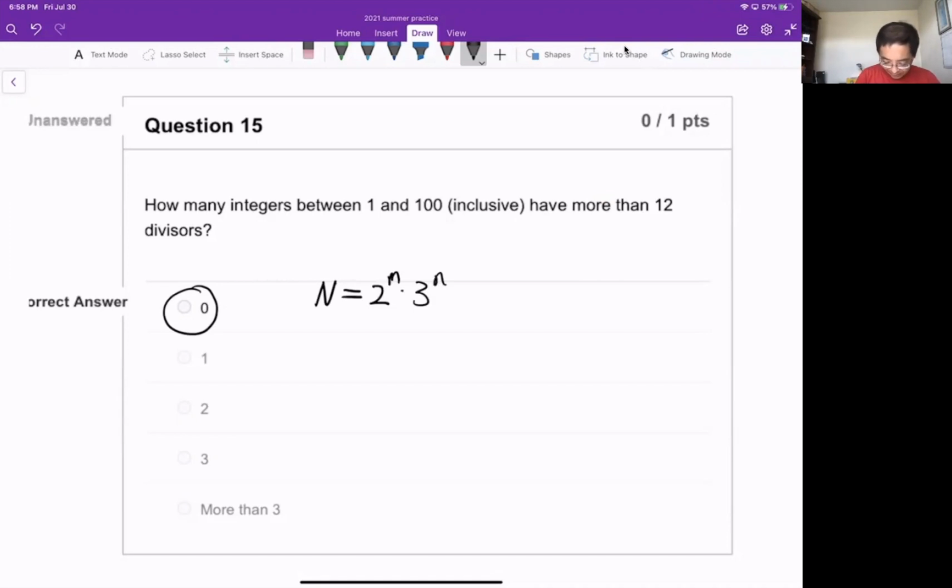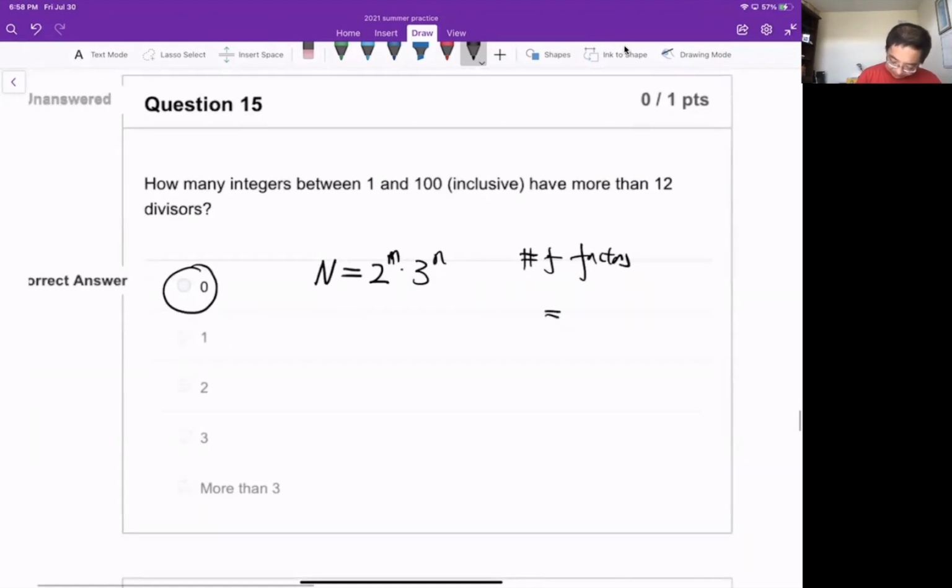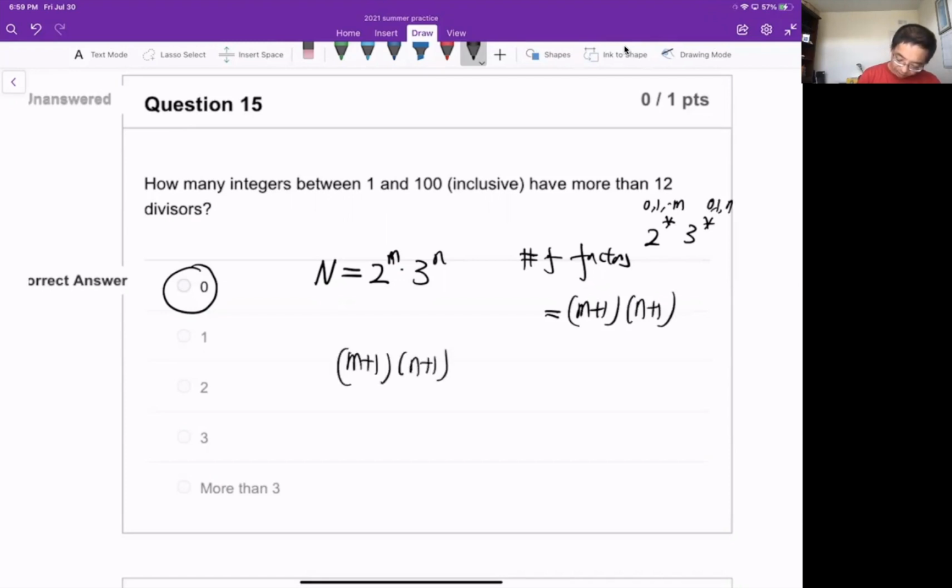Let's recall how we calculate the number of factors. The factors have to be 2 to the something and 3 to the something. This one can be chosen from 0 to m, and this one can be chosen from 0 to n. So the number of choices, by the multiplication principle, is (m plus 1) times (n plus 1). It has to be greater than 12.